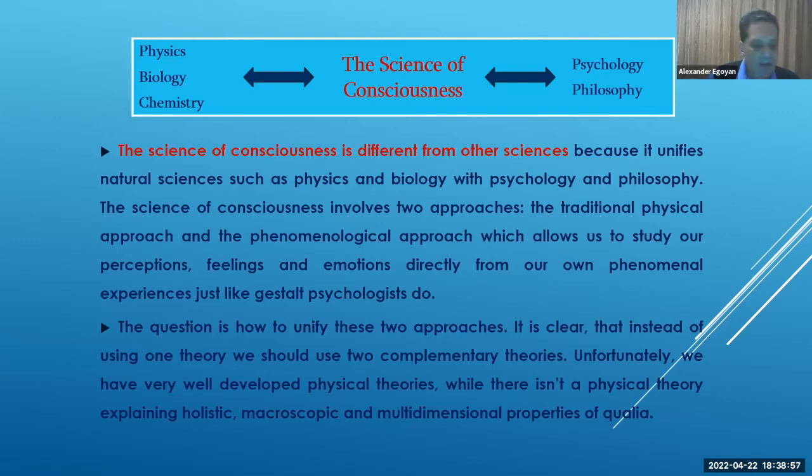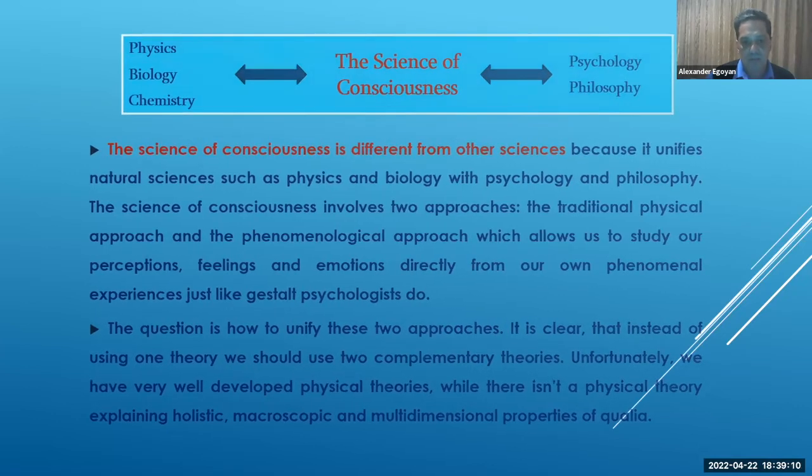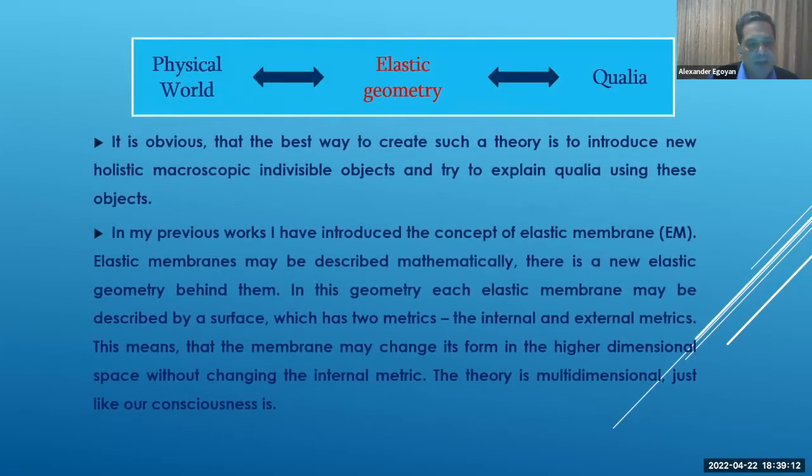Unfortunately, we have very well developed physical theories, while there is not a physical theory explaining holistic, macroscopic, and multidimensional properties of qualia. It is obvious that the best way to create such a theory is to introduce new holistic, macroscopic, indivisible objects and try to explain qualia using these objects. In my previous works, I have introduced the concept of elastic membrane. Elastic membranes may be described mathematically. There is a new elastic geometry behind them.